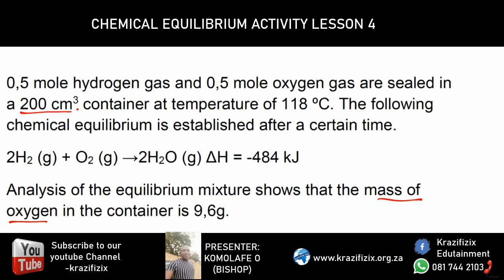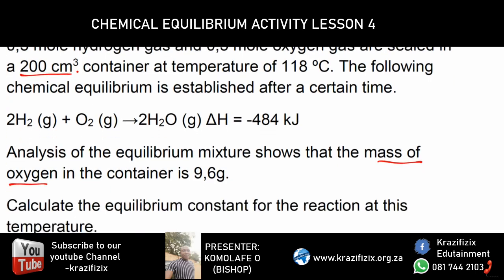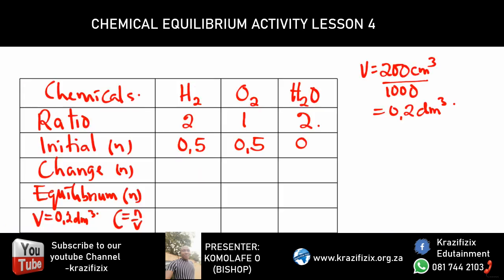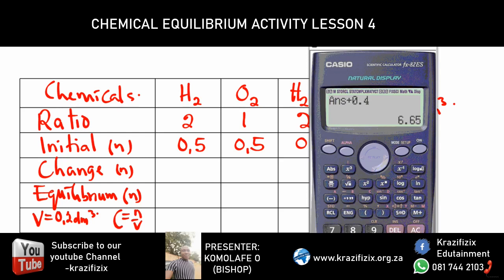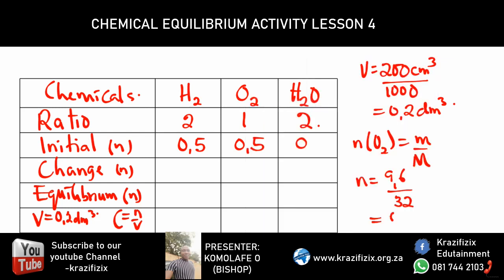What do we know again? Analysis shows that the mass of oxygen is 9.6 grams. What do we know? Number of moles of oxygen gas is mass over molar mass. So the number of moles, we have 9.6. Oxygen is 16 if you go to your table. 16 times 2 would give us 32. So the number of moles is 9.6 divided by 32, and that gives us 0.3 at equilibrium of oxygen.